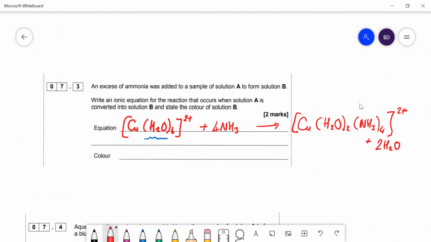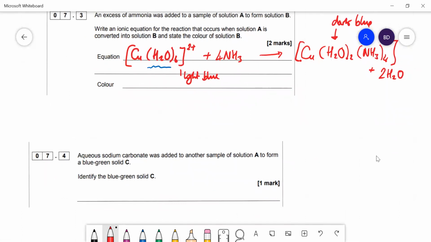What color is this solution? It's very dark blue. So the copper(II) hexaaqua, this one is light blue, the color of copper sulfate, and this goes a really dark blue.